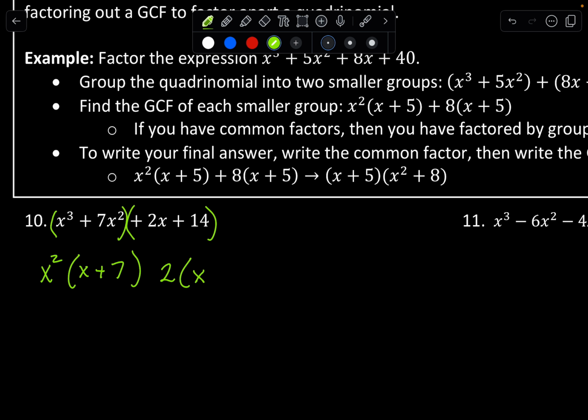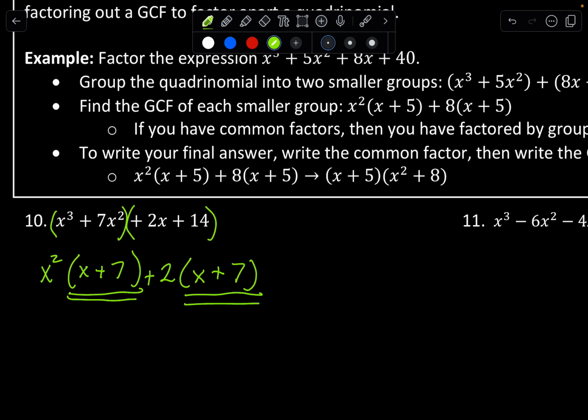Now, here's what you're looking for when we do factoring by grouping. You'll notice here that I have the same thing twice. I have this x plus 7 twice. And actually, when I factored this 2 out, I should have put a plus there, a plus 2, just to indicate that it's a positive 2. So what you'll notice here is that I can now take out an x plus 7 out of both of my terms.